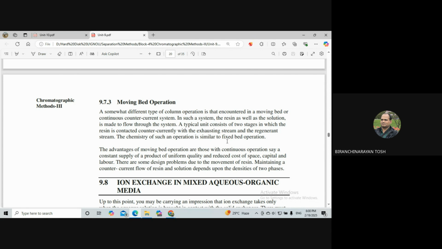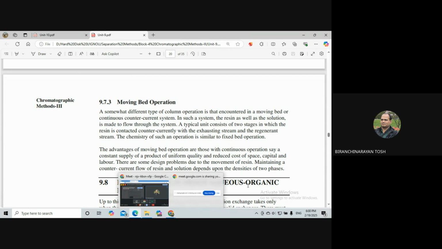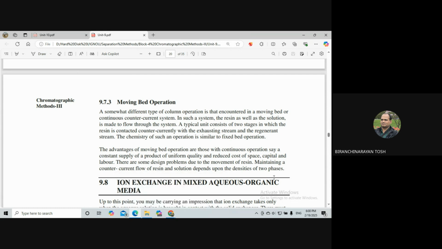There are some design problems due to the movement of resin. Maintaining a countercurrent flow of resin and solution depends upon the density of the two phases. And the ion exchange in mixed aqueous organic media.